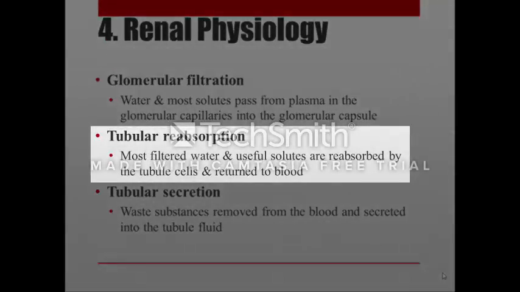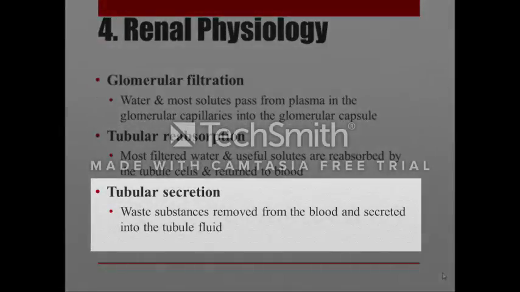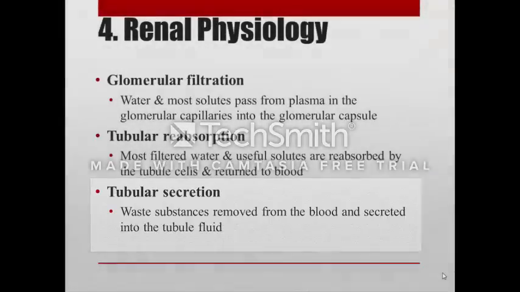The second is tubular reabsorption, and this is the process by which mostly filtered water and useful solutes are reabsorbed by the tubule cells of the nephron and returned to the blood. And the third process is tubular secretion, and this is the process by which waste substances are removed from the blood and are secreted into the tubule fluid.